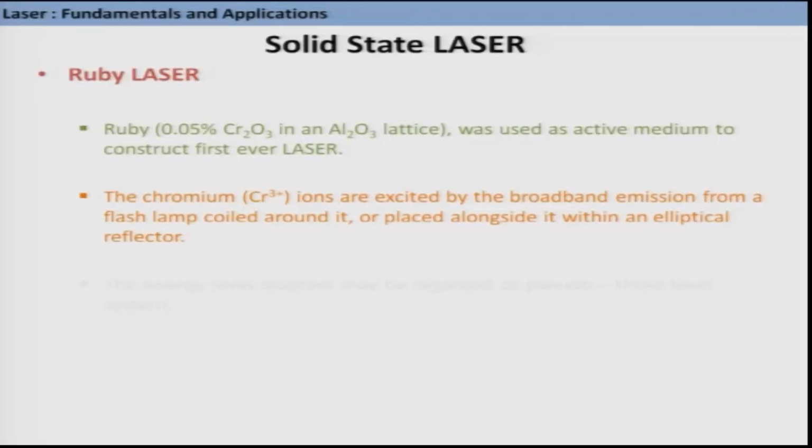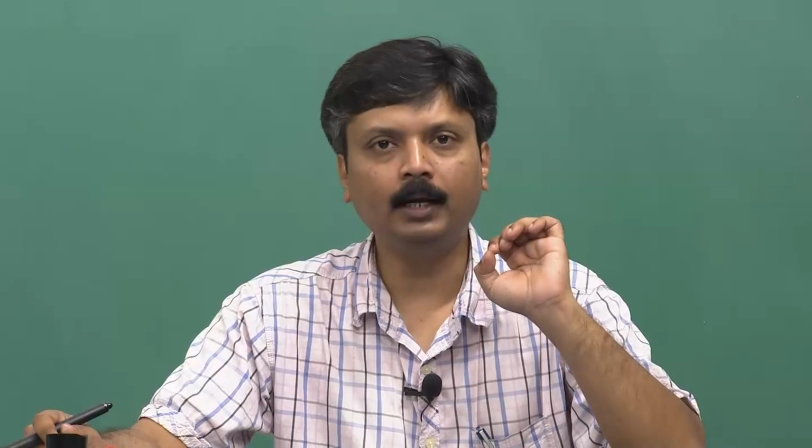So what is actually done? These chromium ions, which are essentially chromium 3 plus, sitting in the alumina lattice, are excited by a broadband light source, a flashlight. A flashlight can have a huge range of wavelength. It can be like white light, and from that white light, these chromium ions can take up the photon and go to certain excited states.